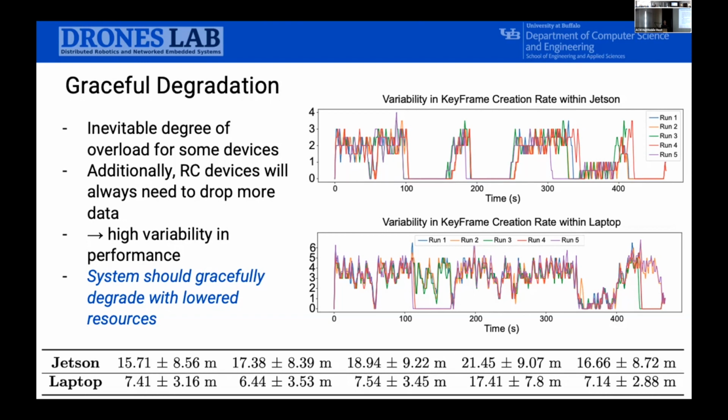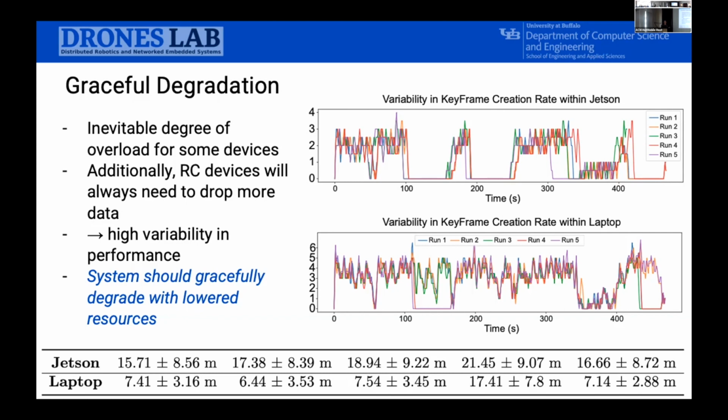This leads to a high variability in the performance of the SLAM system. So on the right-hand side, we can see the variability in the keyframe creation rate for the Jetson and for the laptop, and that variability is quite high for the Jetson compared to the laptop. And likewise on the bottom, we see the trajectory error that corresponds to the experiments in the graphs to the right.